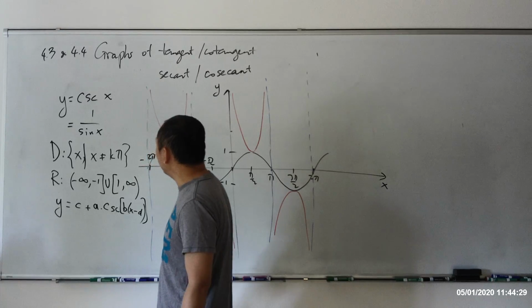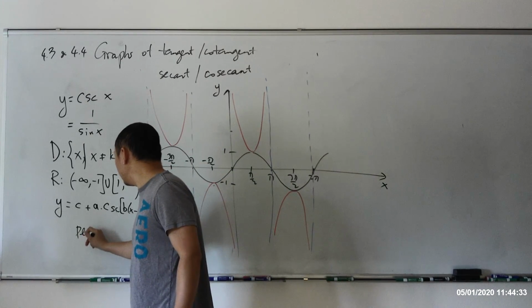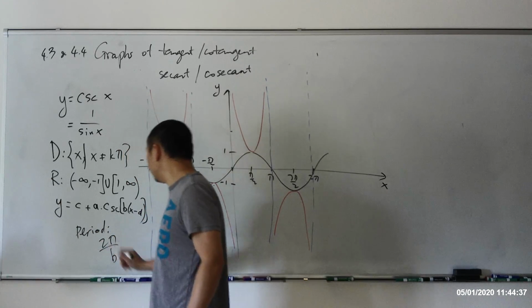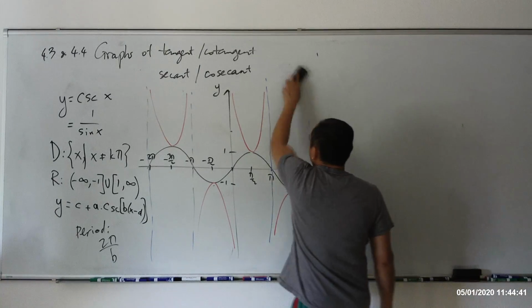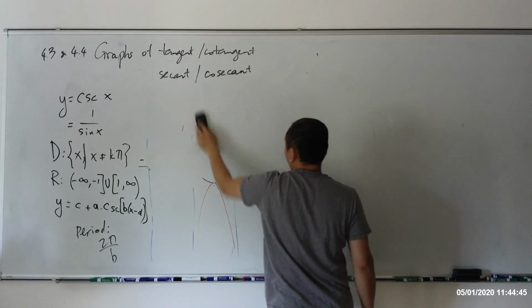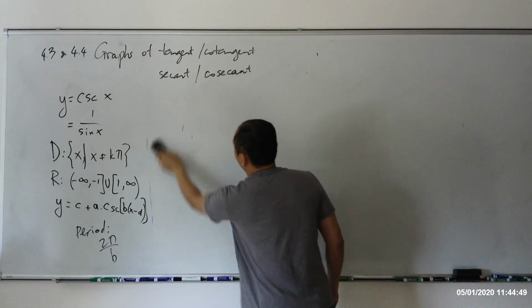Same thing as the period of the sine function. So the period is 2 pi over b. Sine and cosine have a period of 2 pi. This one is 2 pi as well. And if you multiply by b, the period is 2 pi over b.